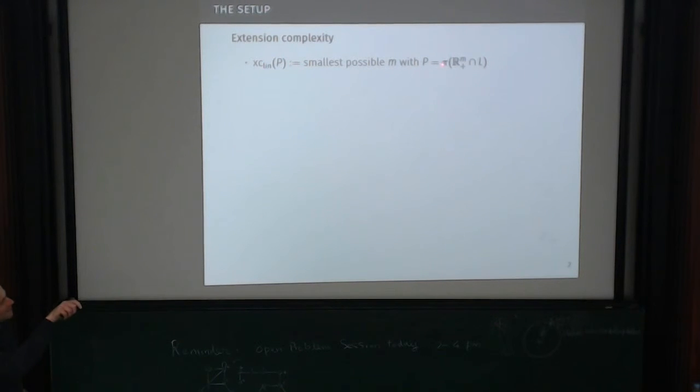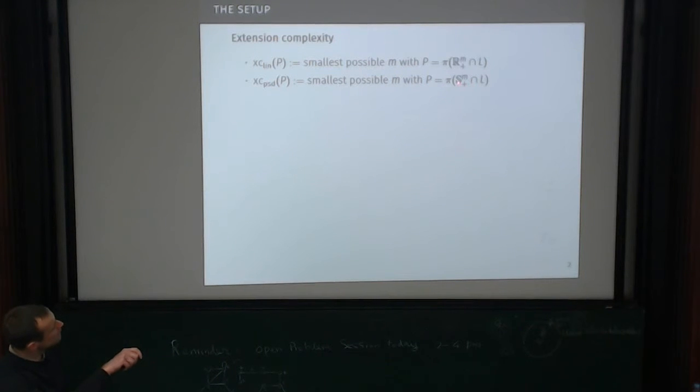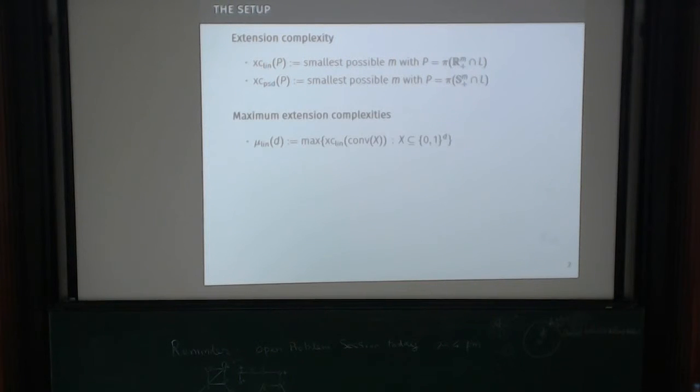And pi is an affine projection. This you should keep in mind. So we allow additive constants there. And similarly, xc psd I call the semidefinite extension complexity. This you obtain if you write S plus m instead of R plus m here. So S plus m is the cone of positive semidefinite symmetric matrices of size m by m. So this is xc psd. And these are two functions I would like to talk about.